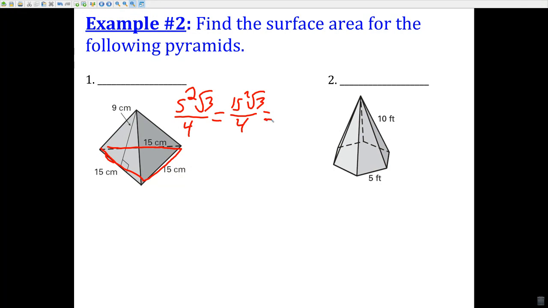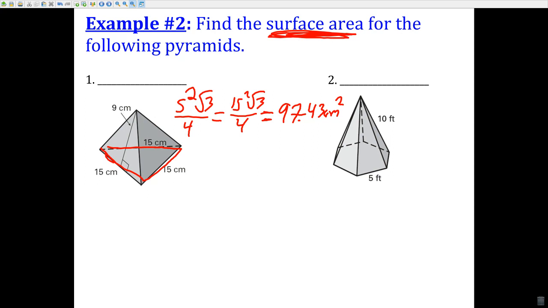Are you going to be memorizing this? No, but you could have this on a quiz, right? You'll have the formula and then be like, oh yeah, that'll be perfect for what I'm doing here. So if I did that, I'd get 97.43 ish, centimeters squared. Okay, that's not the answer to the whole problem. That's just our base. We're finding surface area.